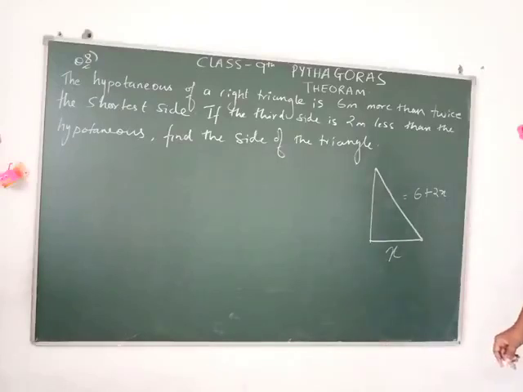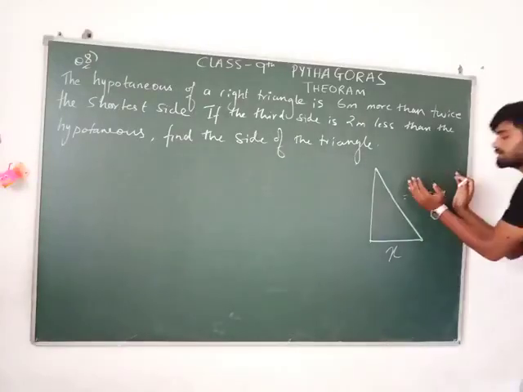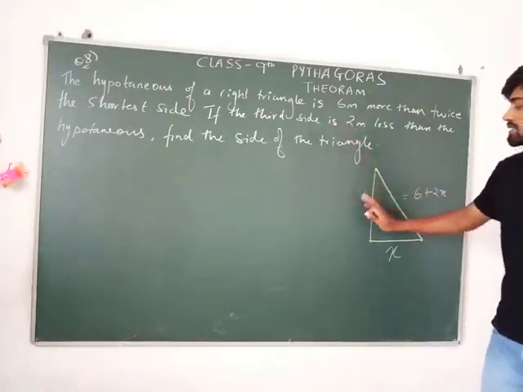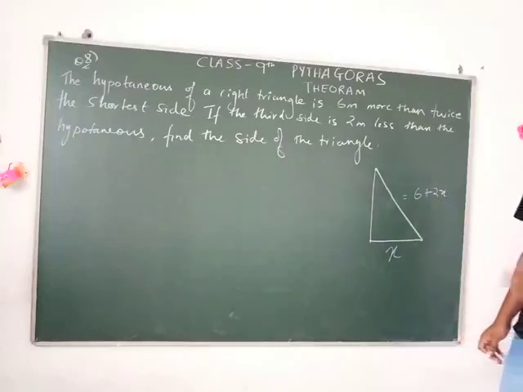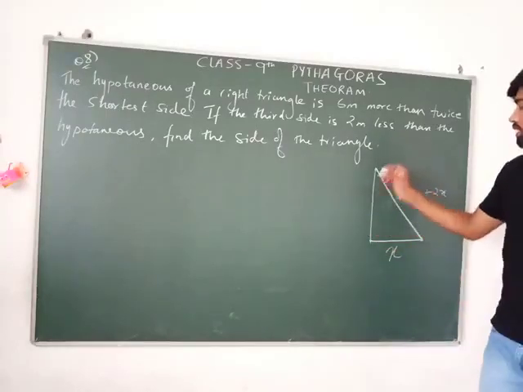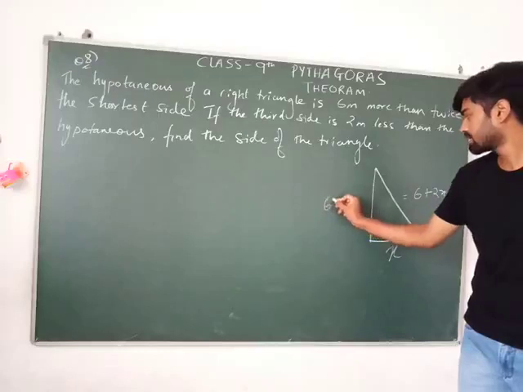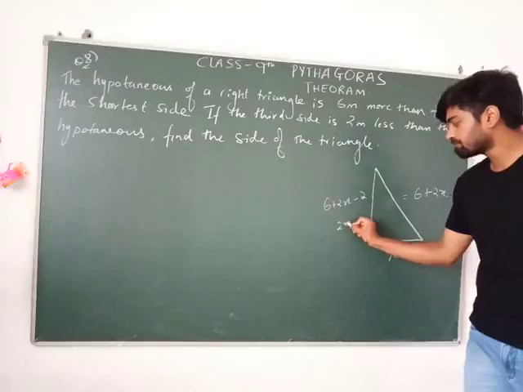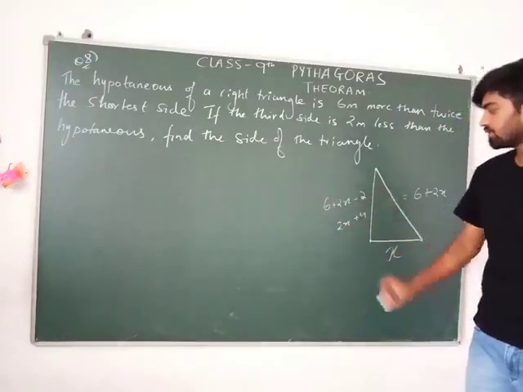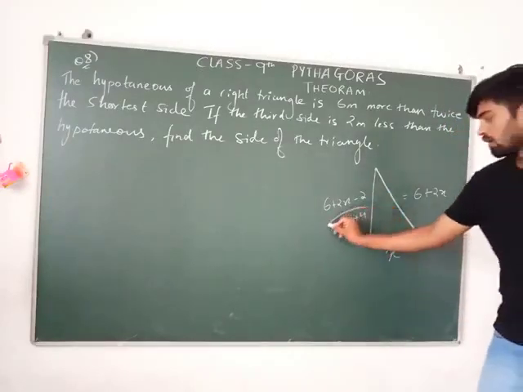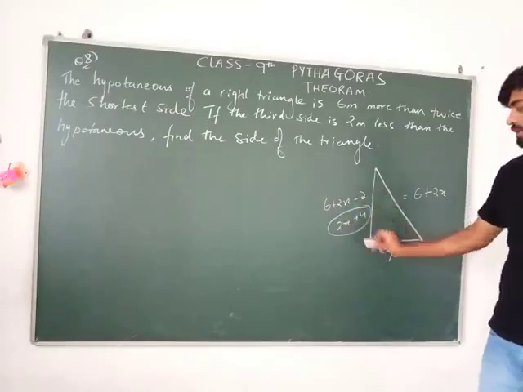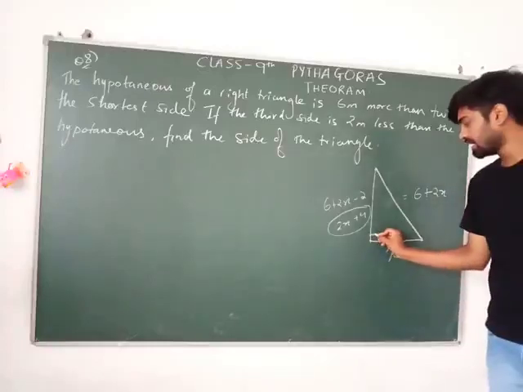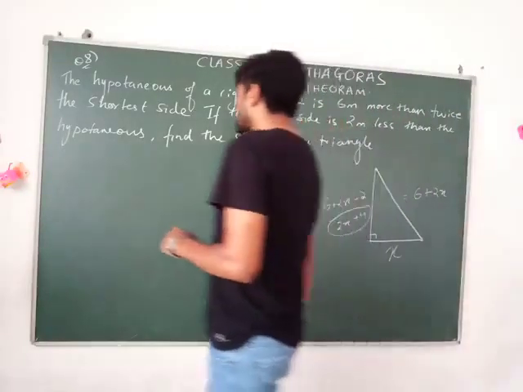If the third side is 2 meter less than the hypotenuse, so this is the hypotenuse, the answer for the hypotenuse, 6 plus 2x. This is the third side they are talking about, which is 2 meter less than the hypotenuse. So it is 6 plus 2x minus 2. What is my answer going to be? 2x plus 4. If you solve 6 and 2, you get this. So this side is 2x plus 4, this side is x, and this side is 6 plus 2x, and this is a right angle triangle. We'll apply Pythagoras theorem.